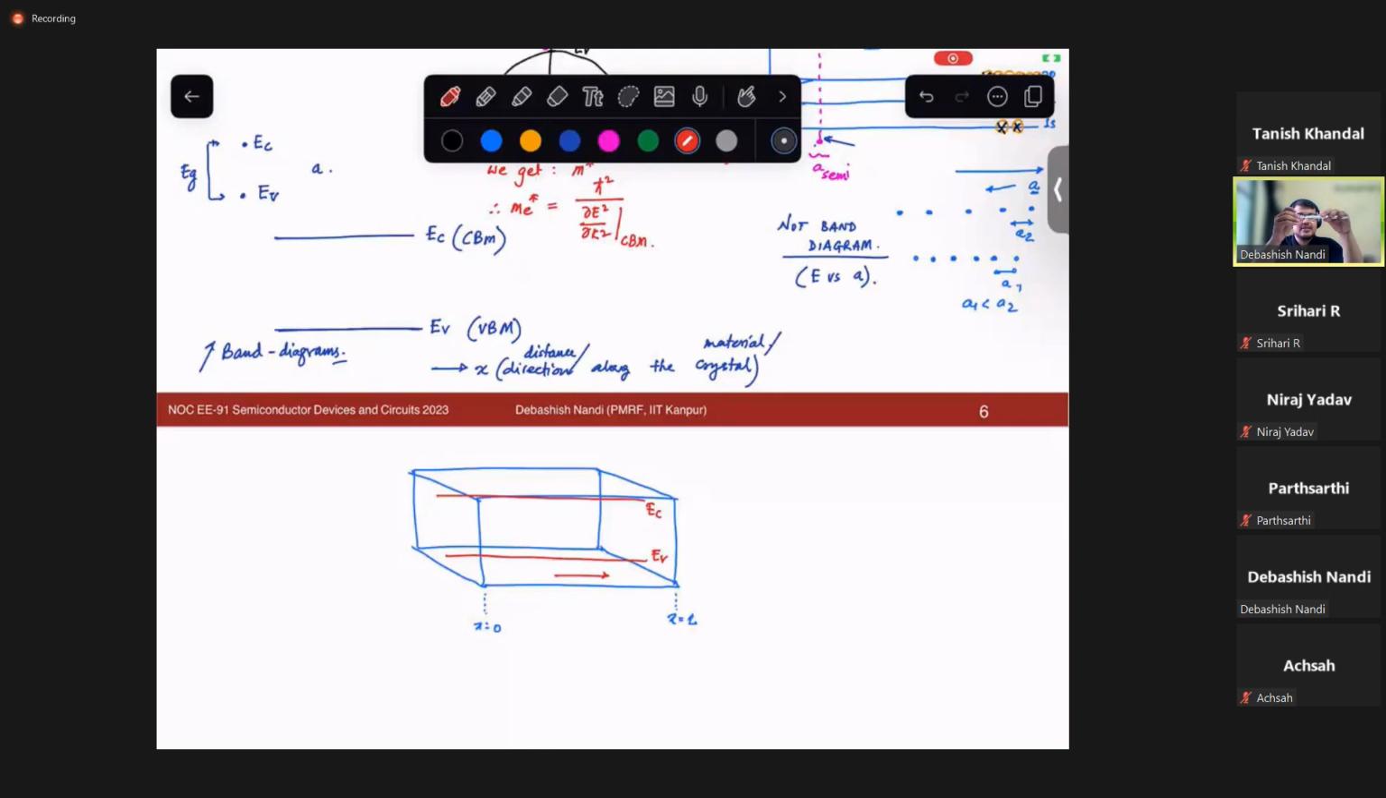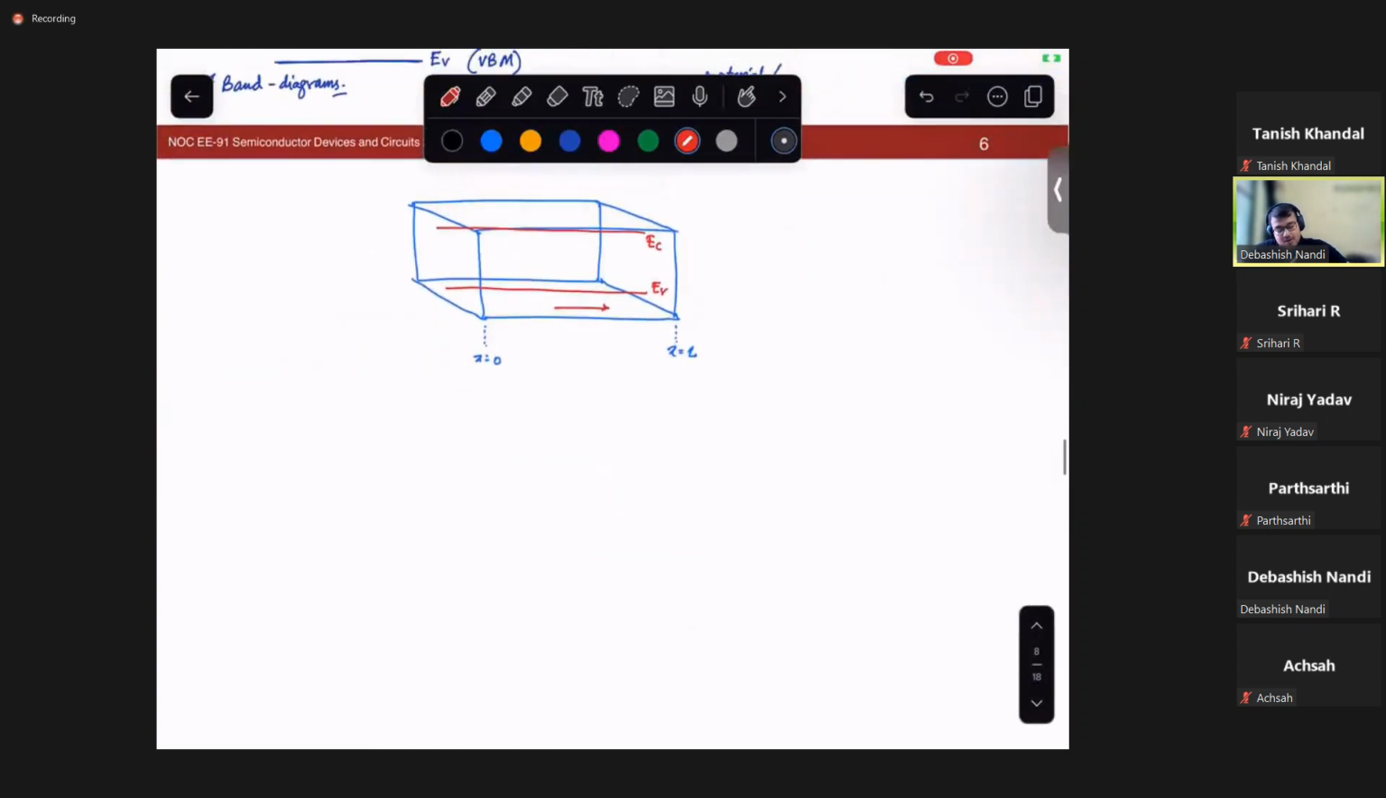Suppose this pencil is a semiconductor block. If your energy is straight, you will see a straight line. This is how my energy varies along this pencil or this material. So that is my energy band diagram.